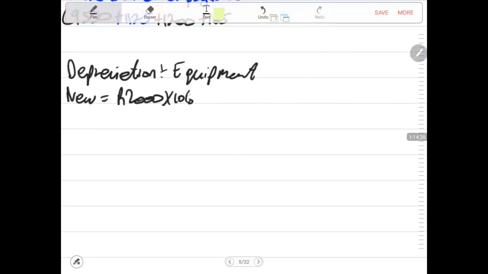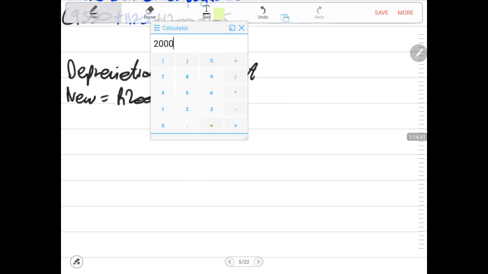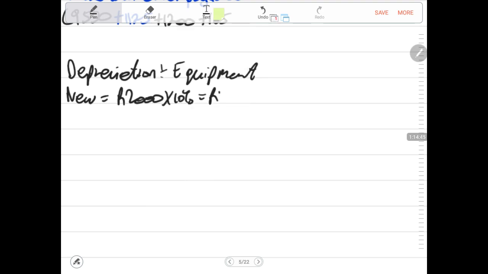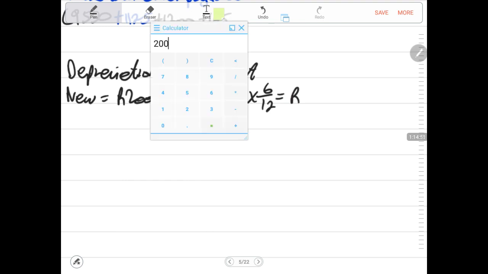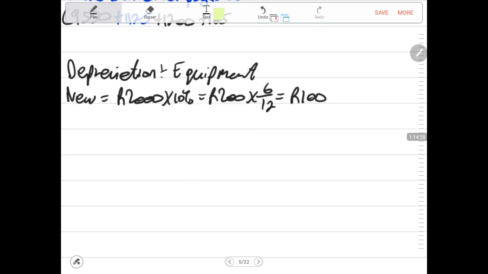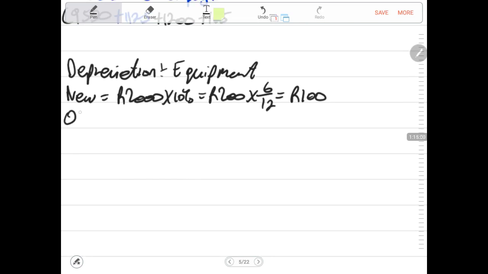times by 10%. That means I can say 2,000 times 0.10, it gives me 200 times by 6 over 12, meaning I need depreciation only for 6 months, times by 6 over 12, it gives me 100 rand. Then I need the cost of the old equipment.